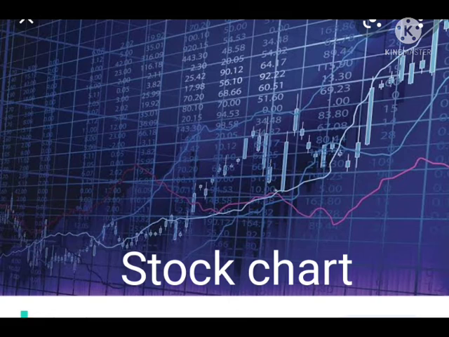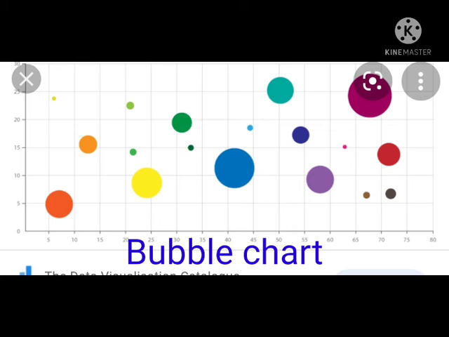For the stock market and shares, there is a different type of chart available in MS Excel, that is the stock chart. In this chart, there are specific data series like opening price, closing price, high and low prices. In this chart, the x-axis represents a time series. Next category is the bubble chart.